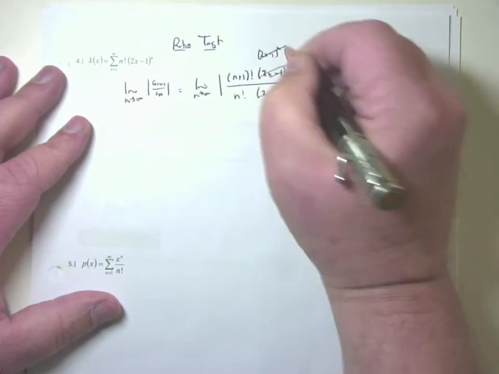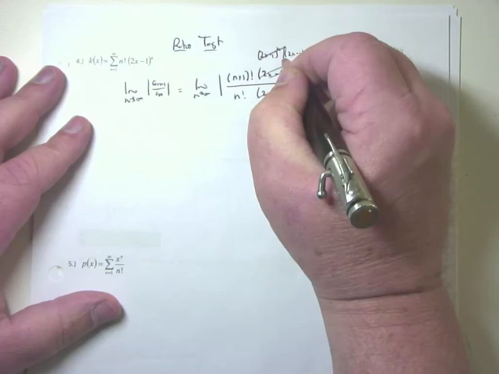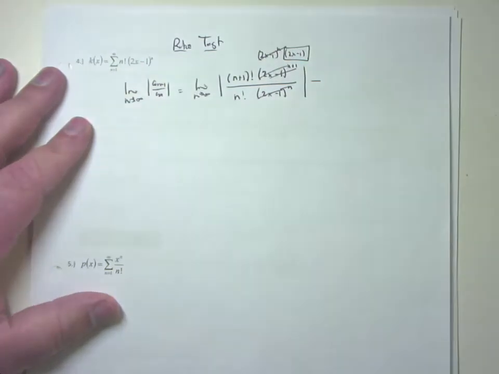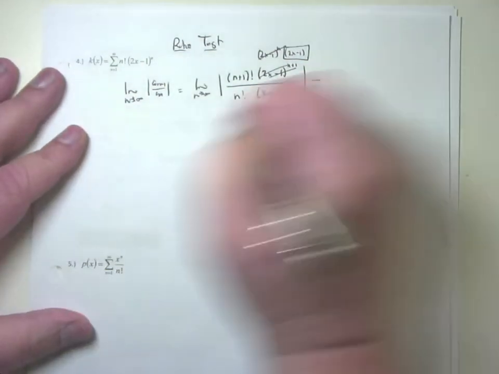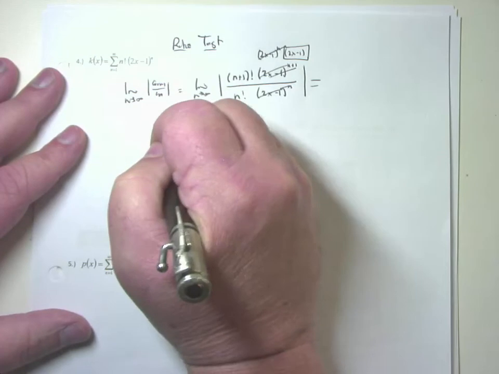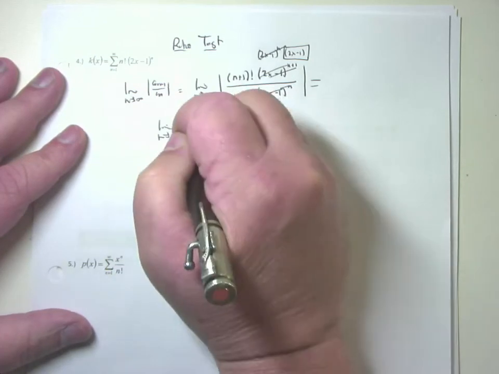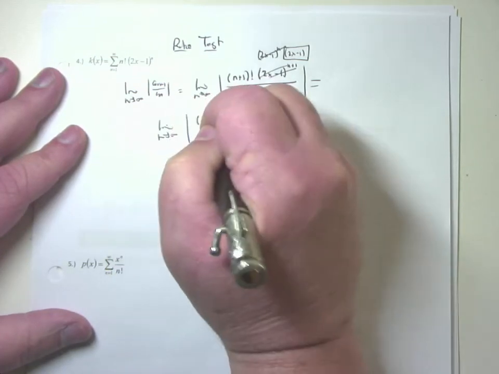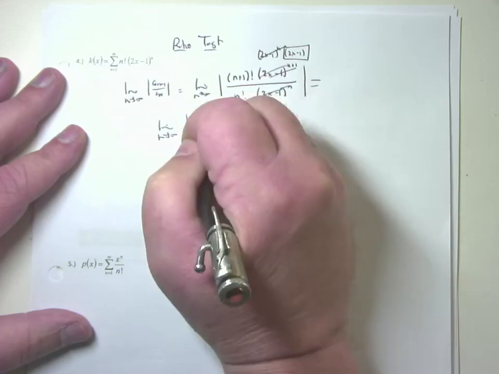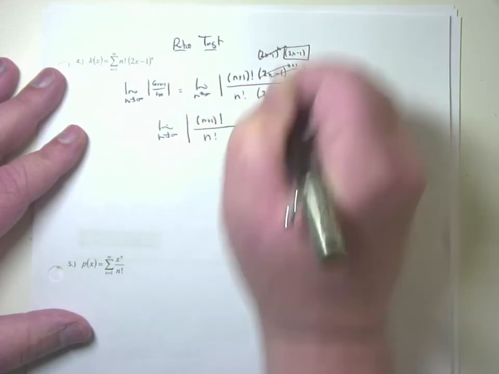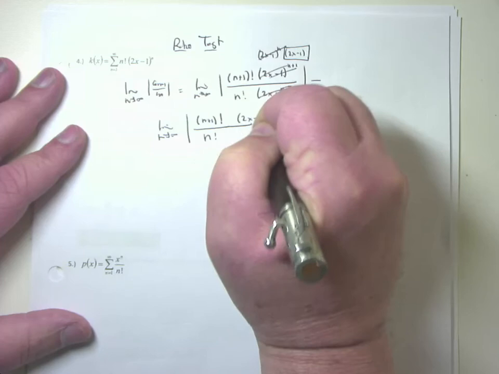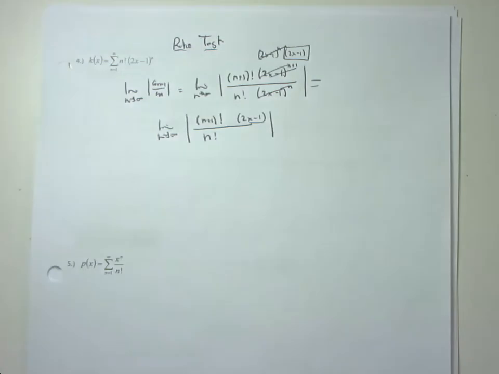Excuse me, the 2x minus 1 to the n's cancel, leaving you with a 2x minus 1 on top. So this would be equal to the limit as n approaches infinity of the absolute value of n plus 1 factorial divided by n factorial times this 2x minus 1. Now let's kill off the factorials.